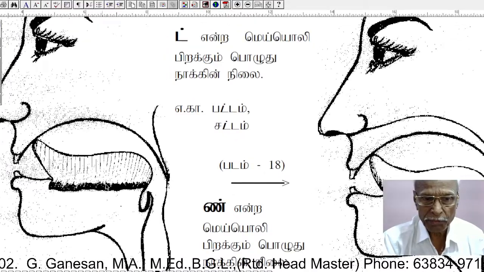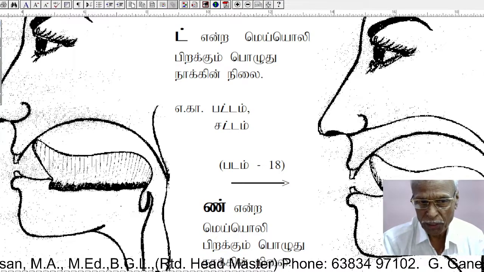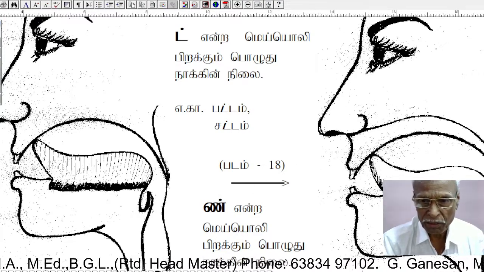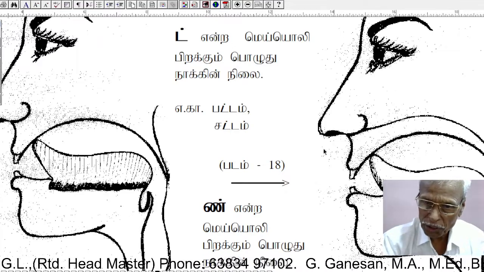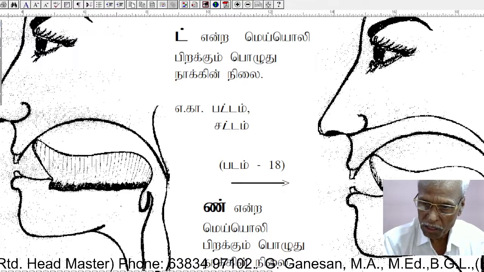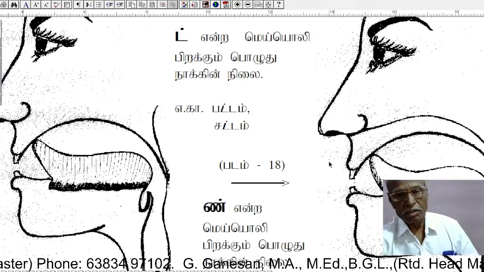In the production of this sound, the air escapes this way, through the nasal passage and through this cavity, the nasal cavity.